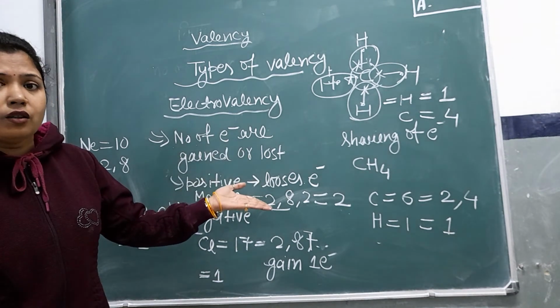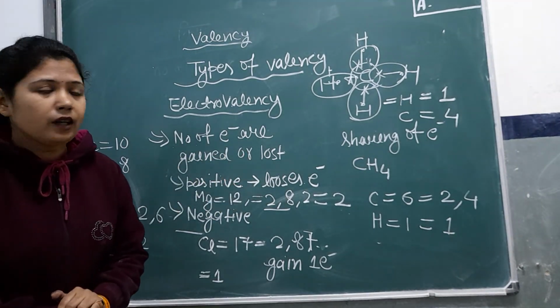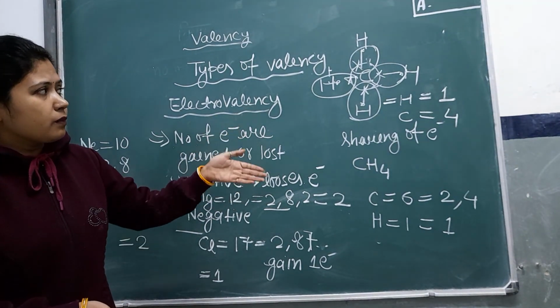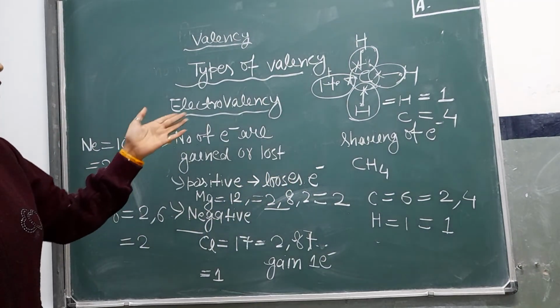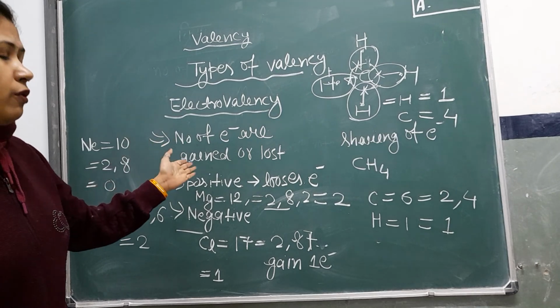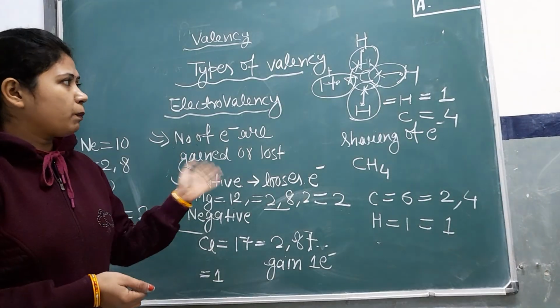In NH3, also known as ammonia, we can see the sharing of electrons. So this was all about the types of valency, and I hope this topic is clear.